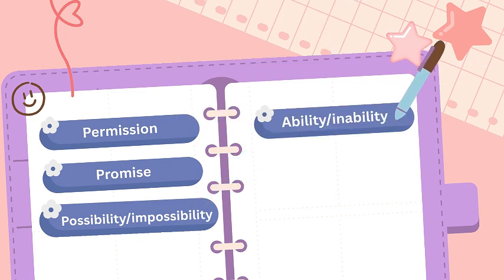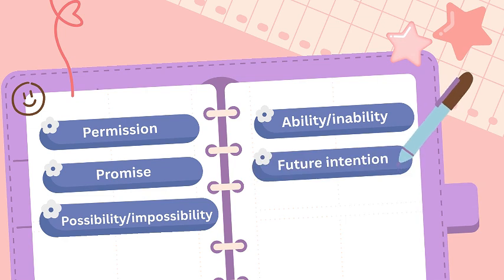Next, expressing ability and inability. What does it mean to express ability? Ability means saying someone can do something or they have the skill, power, or chance to do it. But inability means saying someone cannot do something or they do not have the ability or opportunity to do it. The main modal verb we use here is can for ability, but cannot for inability.